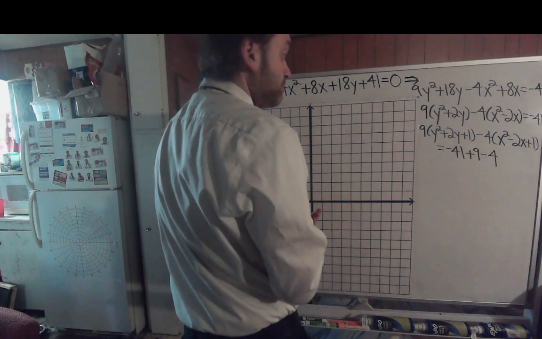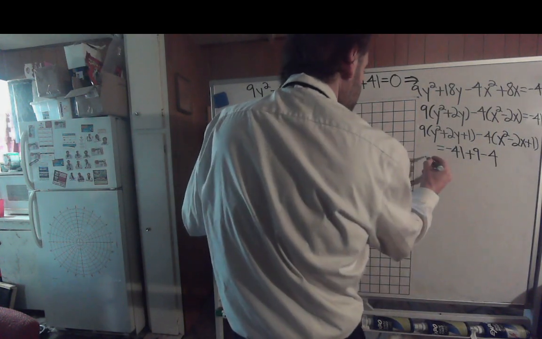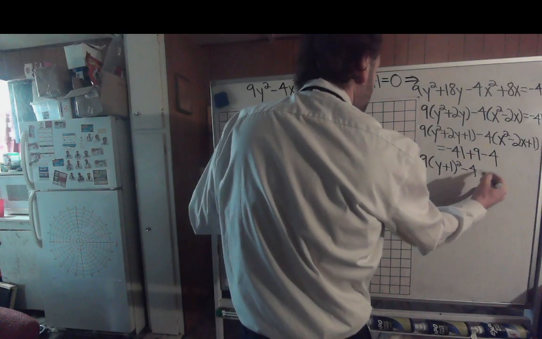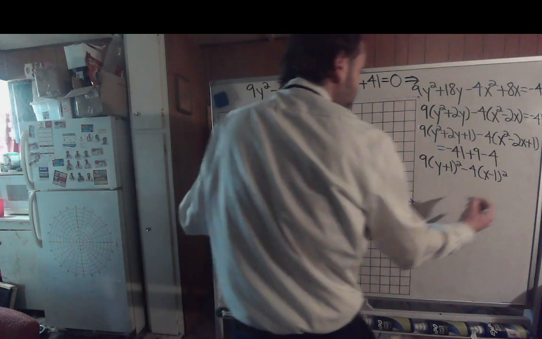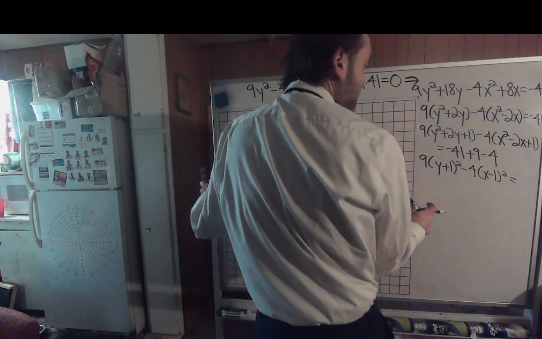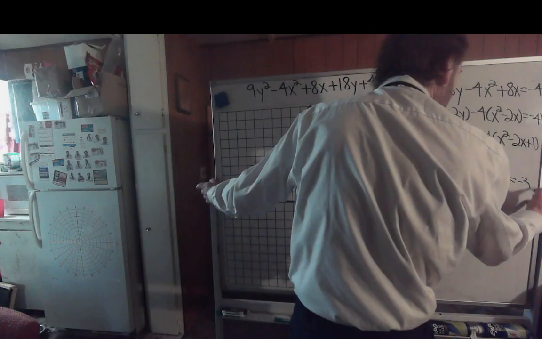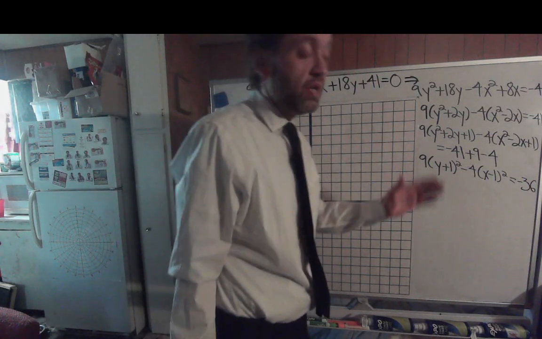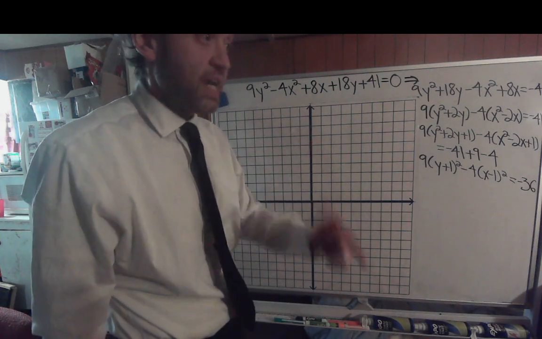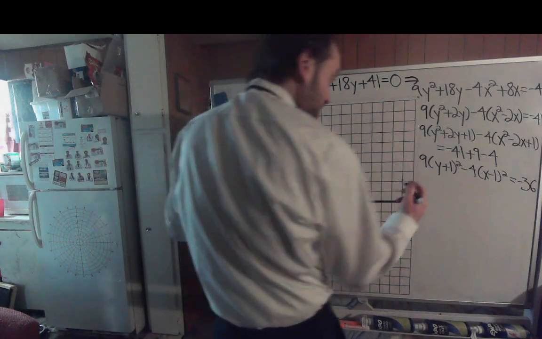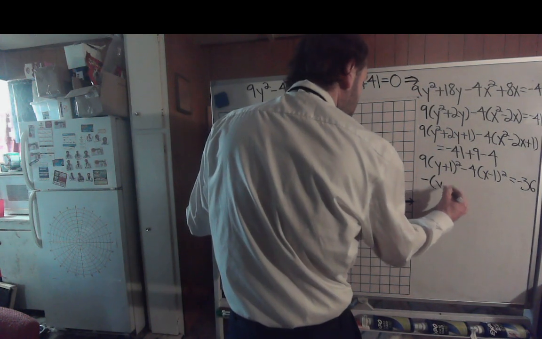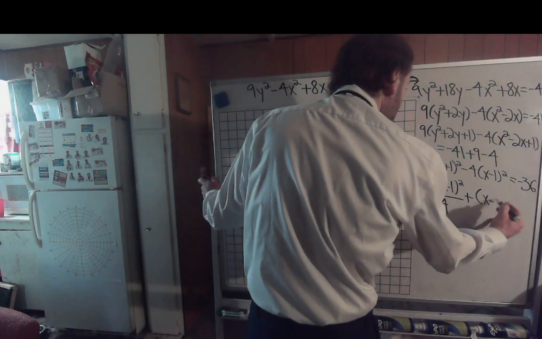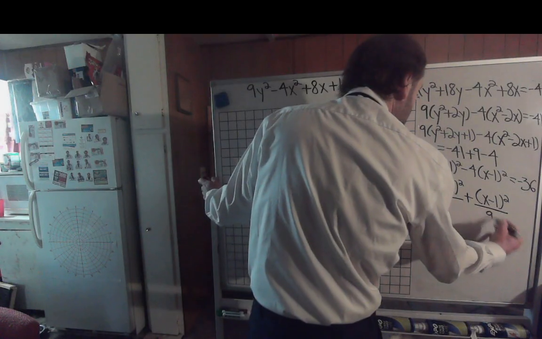Alright, so what you end up getting then is 9 times y plus 1 squared minus 4 times x minus 1 squared equals, so what's -41 plus 9? That's -32 minus 4 equals -36. Well, you need both sides to equal +1. So you need the right side to equal +1, so you gotta divide both sides by -36. If you do that, you'll end up getting the negative of y plus 1 squared all over 4 plus x minus 1 squared all over 9 equals 1.